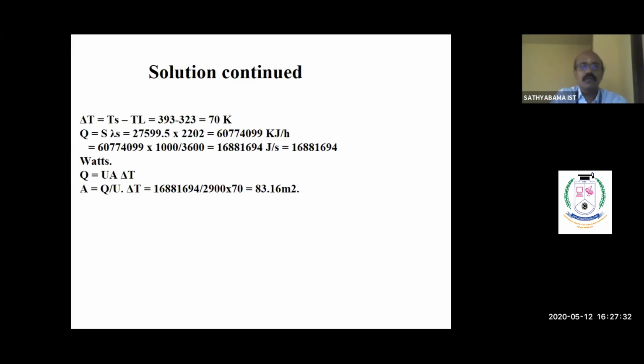So Q is equal to UA delta T. From that, it is possible for us to determine the area. Area is equal to Q divided by U into delta T. So that is around 1688, 1694 divided by 2900 into 70. That will give you around the value of area to be 83.16 meters square.